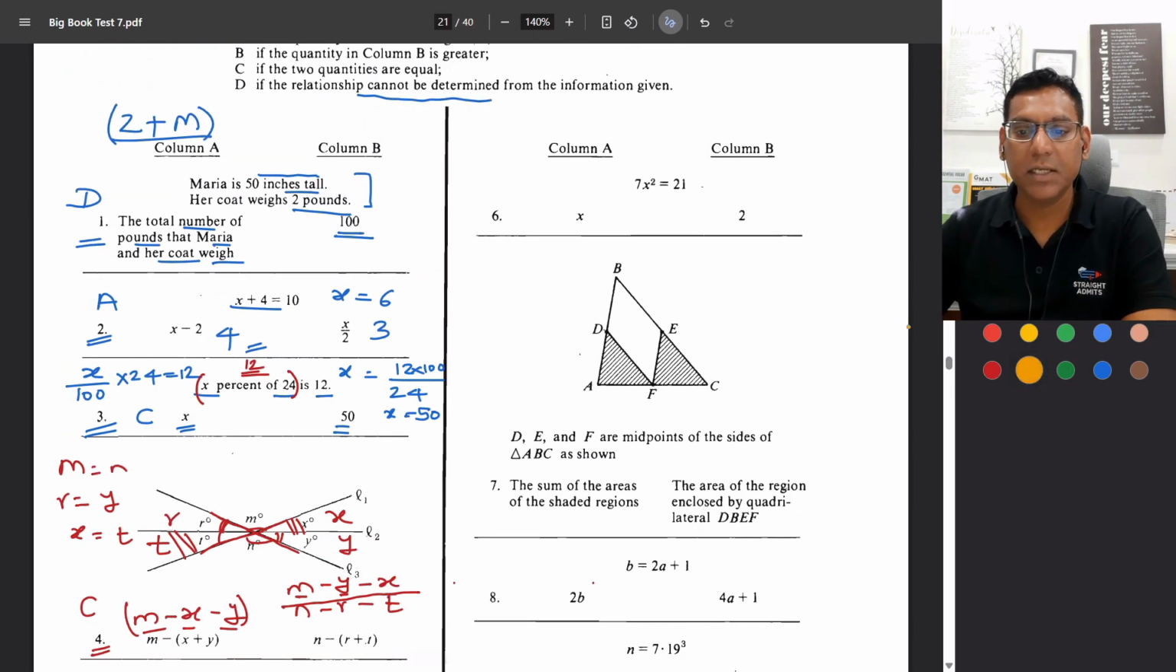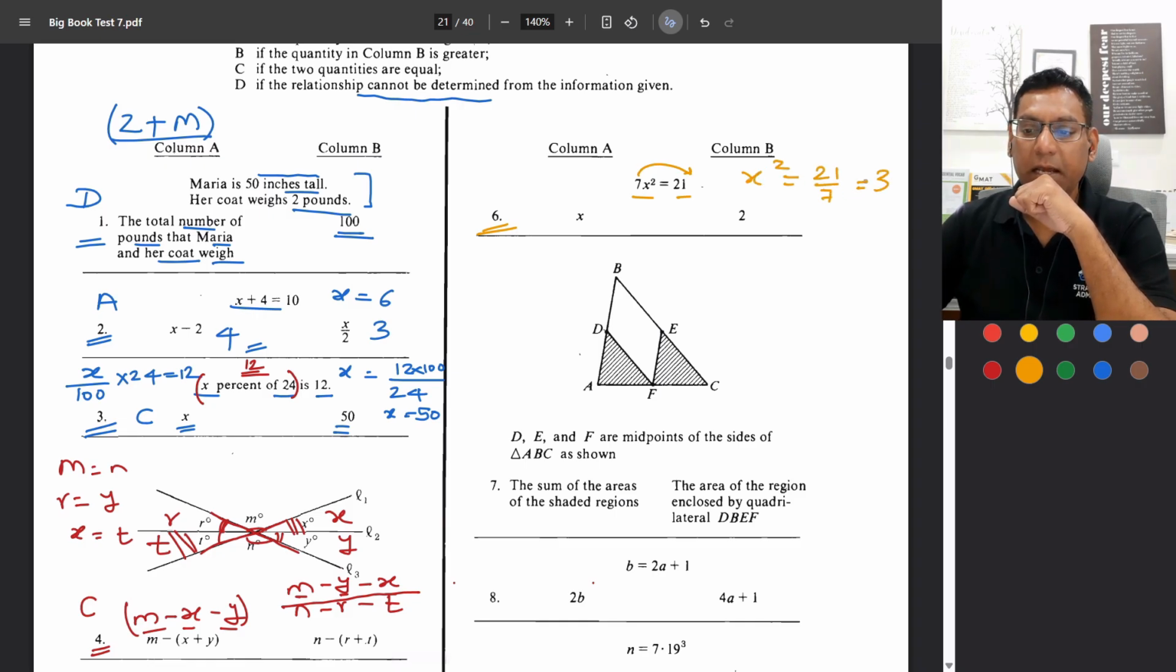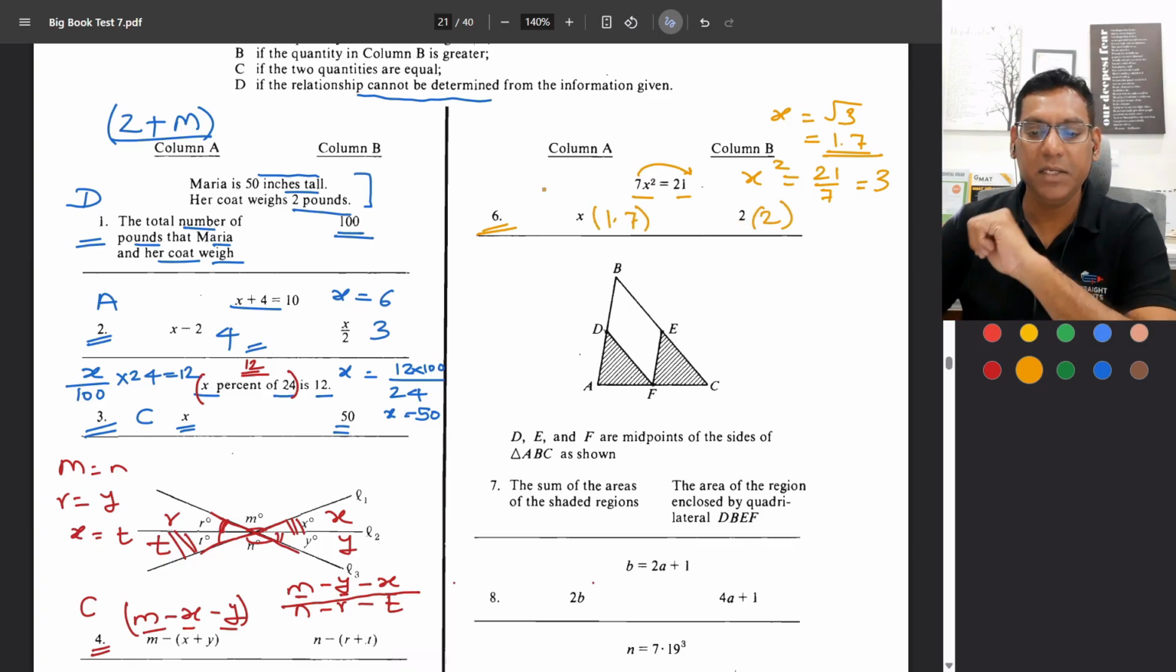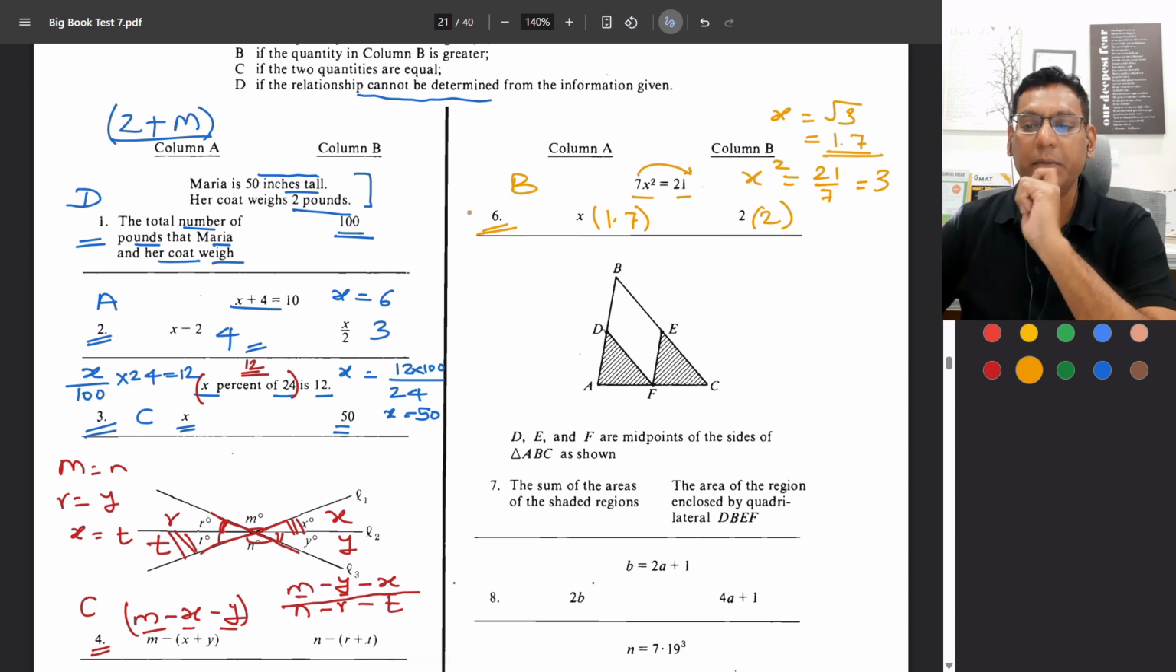Let's look at question 6. Question 6, 7x square is equal to 21. All right, so let me take the 7 to this side, so I get x square is equal to 21 by 7, so that is 3. x square is 3, so x is equal to root 3, which comes out to be 1.7 something. Okay, so this is 1.7 something, and this is 2. Obviously column B is bigger, so answer choice B.